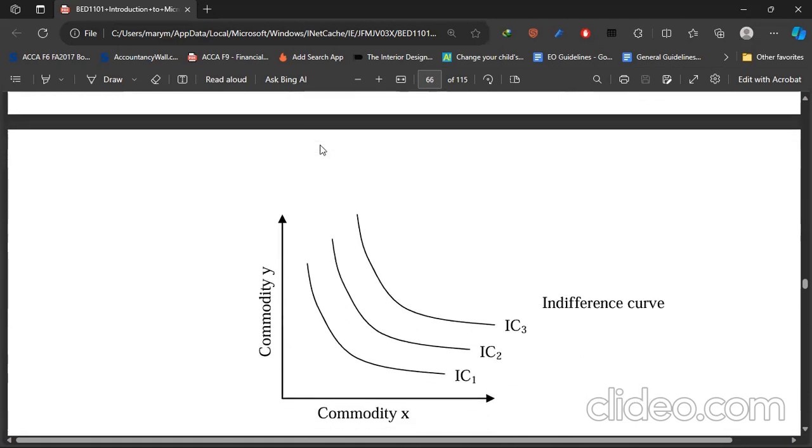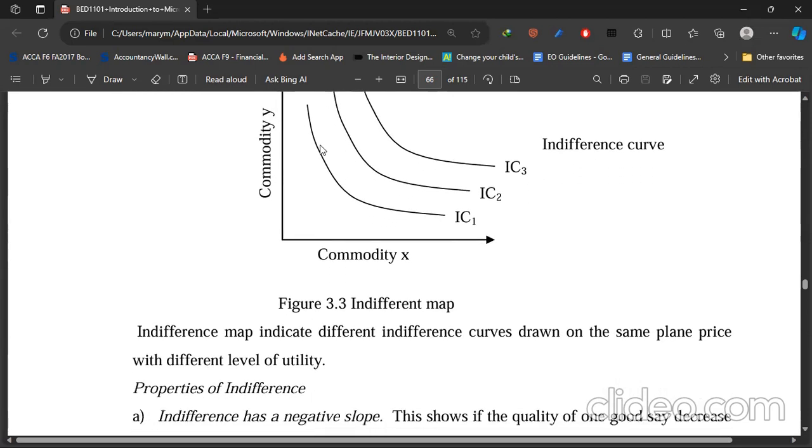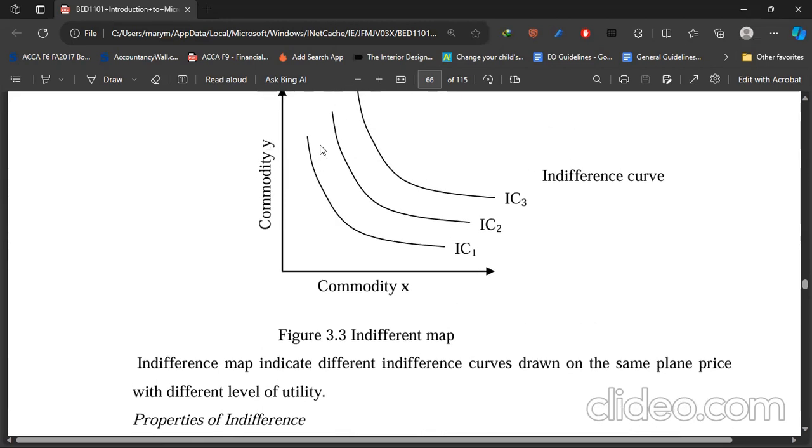So in this case, for example, here we are taking three indifference curves, and we are saying this indifference map indicates different indifference curves drawn on the same plane with different levels of utility. Basically, we just need to understand what the marginal rate of substitution is. It is just the quantity of one good that a consumer can forgo for additional units of another good at the same utility level.